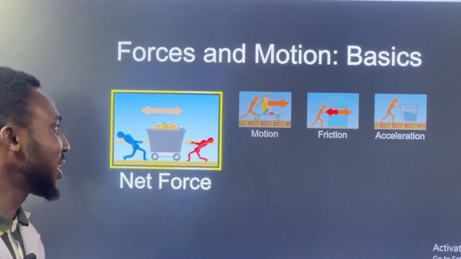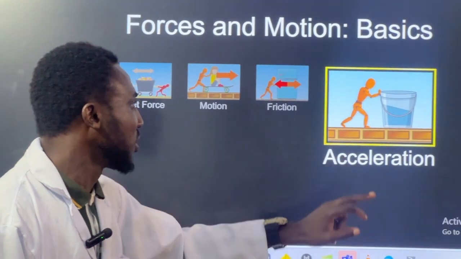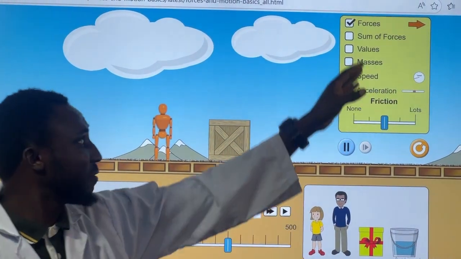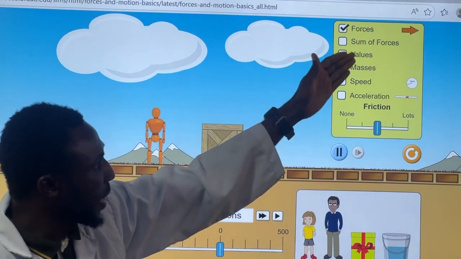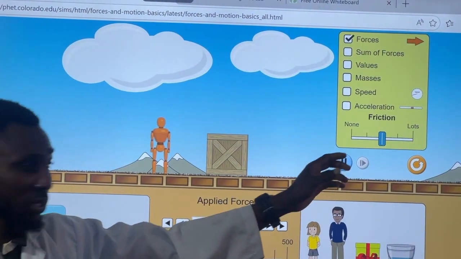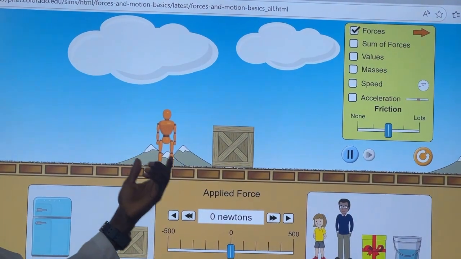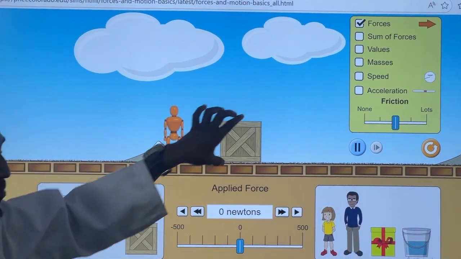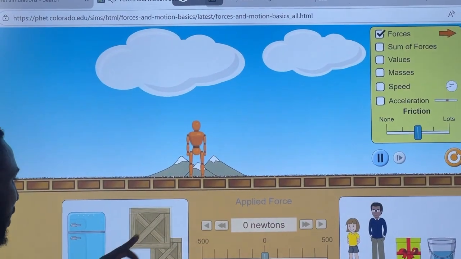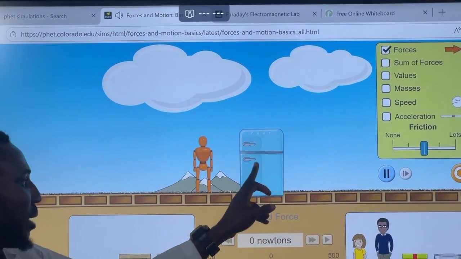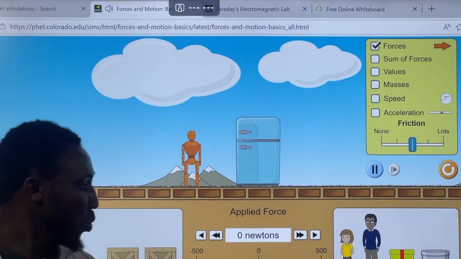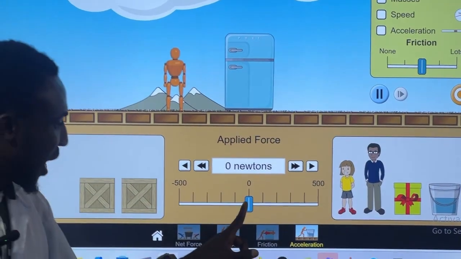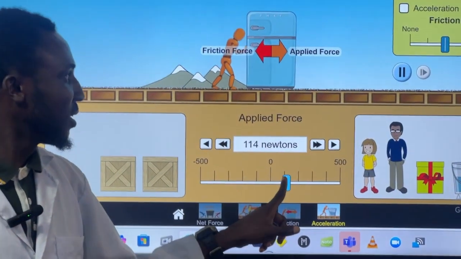So let's look at the area of acceleration and friction. On the board here we have the forces, the sum of forces, the values, the masses, the speed, acceleration, friction, the body, and the other body. What I'm going to do here is increase the mass of the object. This is 50 kilograms. I'm going to change it to 200 kilograms. Now we are going to apply the applied force, like push or pull. I'm going to apply a certain value of force to it.